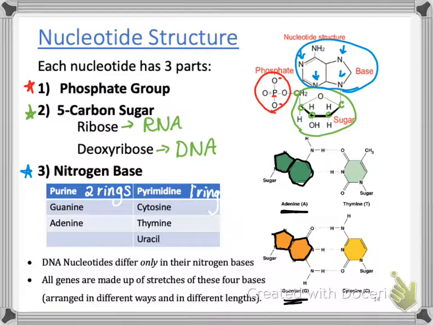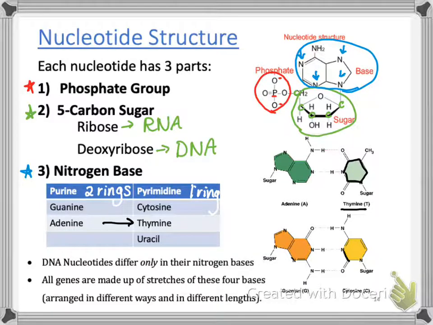They have 2 rings. Okay, I don't necessarily need you to memorize what a purine is, but it does come up again when I talk about the structure later on. So it's important to know that. Adenine always pairs with thymine, which is T, and you'll notice it has 1 ring. It is just a hexagon.